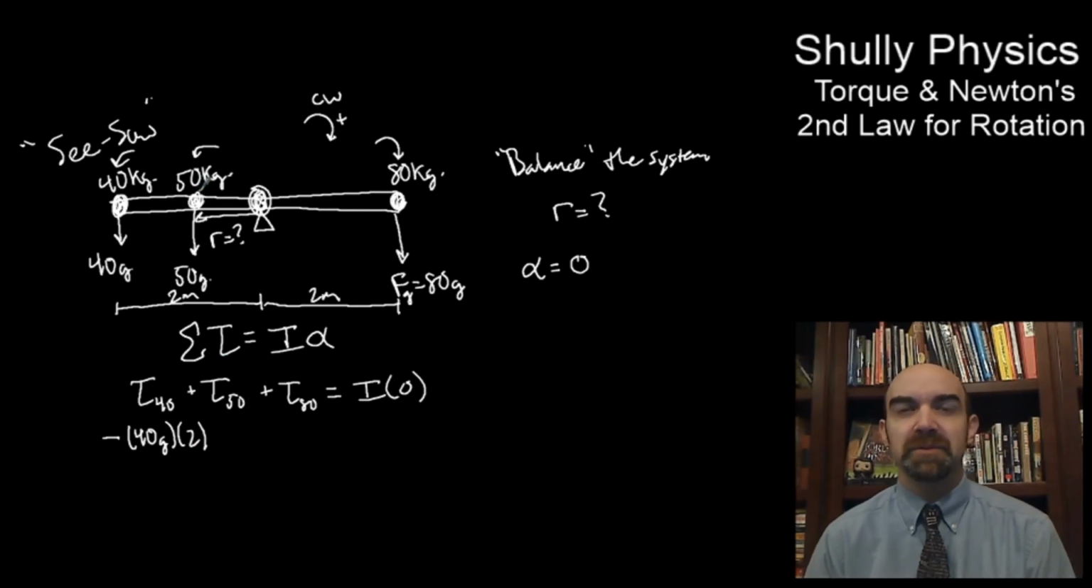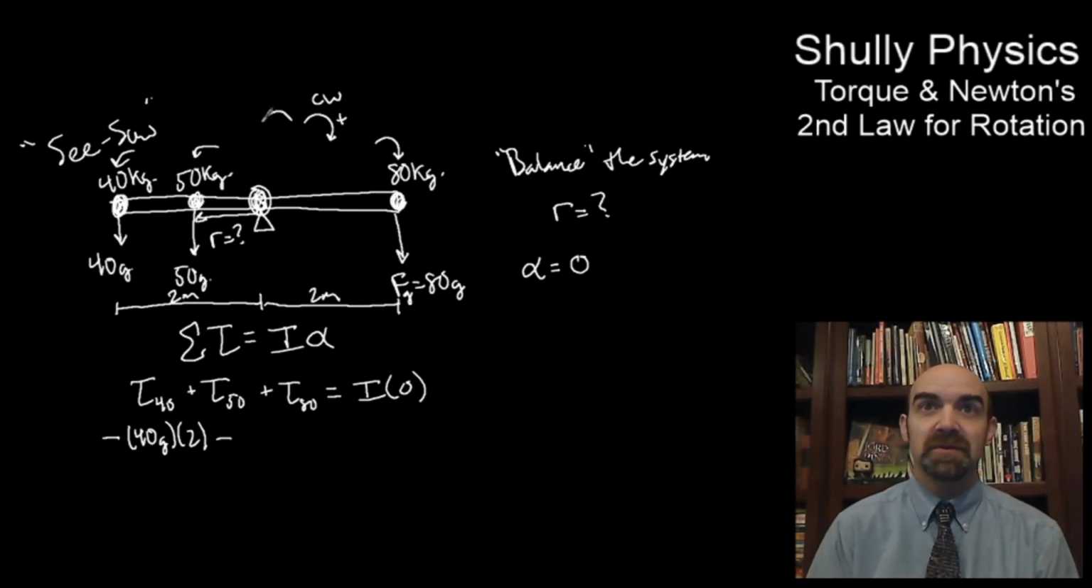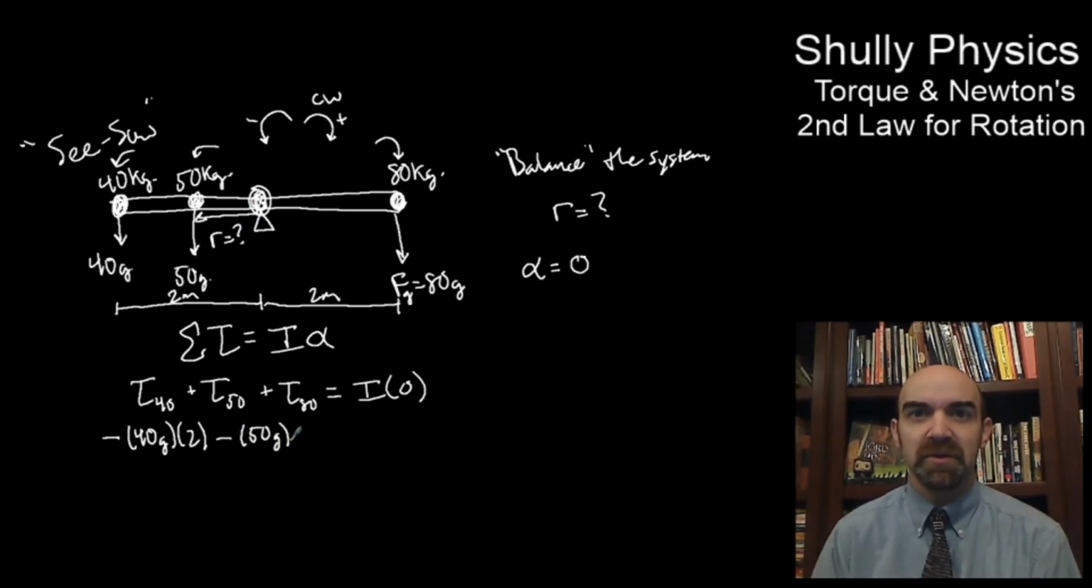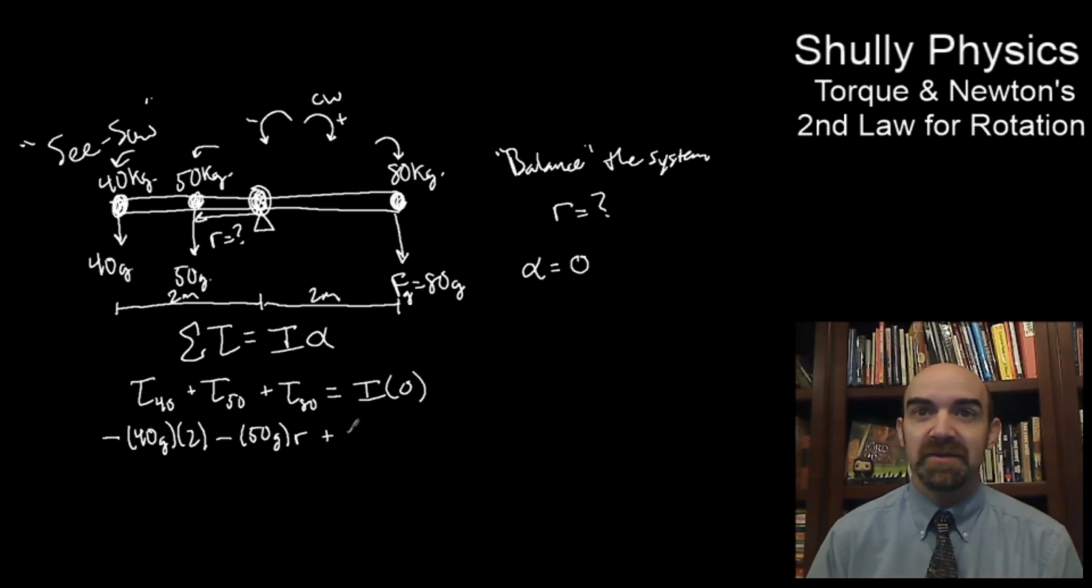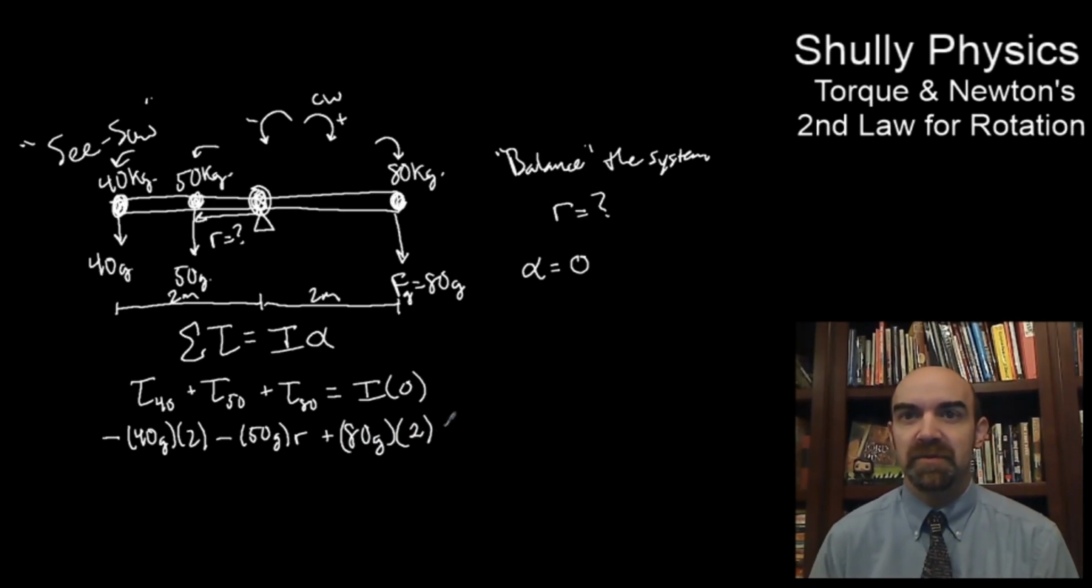And what about the 50 kilogram child? Well, it's also going to be a negative torque. Counterclockwise is going to be the negative direction. So there's going to be a 50 g here, but what we don't know is the R value, so I'll leave that as R. And then we've got the torque from the 80 kilogram adult. This is going to be a positive torque, so I'm adding the 80 g times how far out? 2 meters out. Okay, that's our expression.